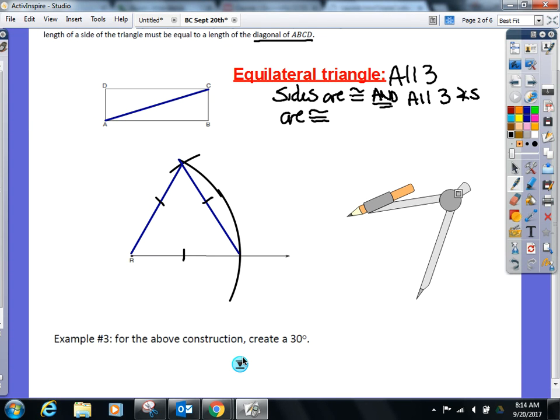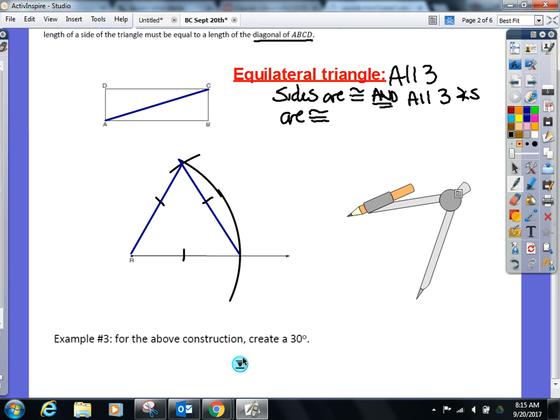So I'm going to challenge you right now. What is each angle measure in any equilateral triangle? Do you know how many degrees total in any triangle there are? 180. And we just told you guys that all three are congruent. Meaning, in any equilateral triangle, what is the measure of one angle? 60. So right now, you have three 60-degree angles up here.